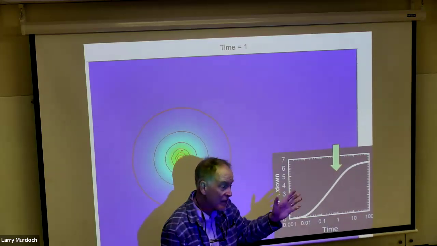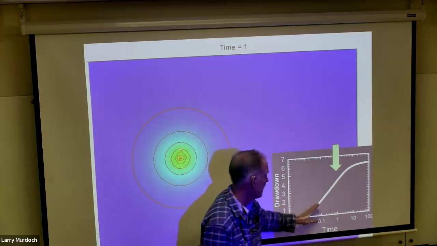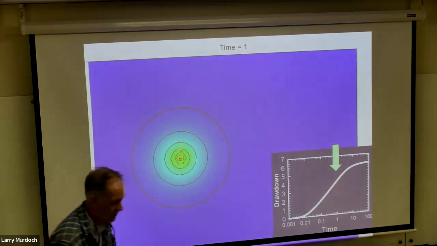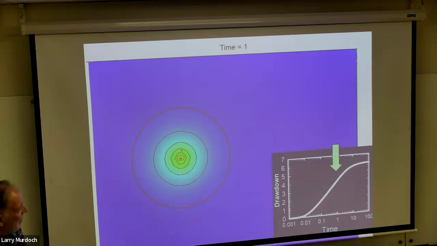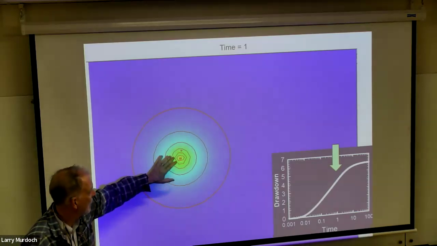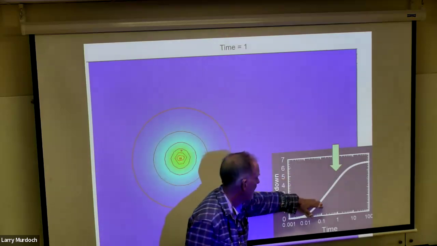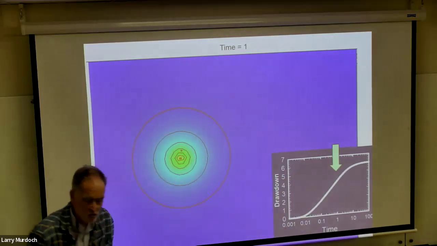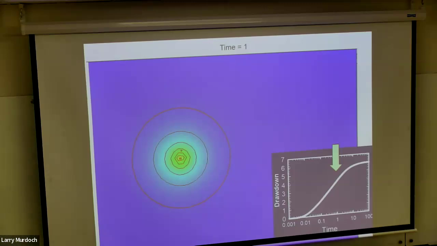Okay, so that'll be important because we'll utilize that straight line effect in some of our analysis. So what's happening is we're pumping, the drawdown is increasing, we're getting water out of storage. But then as we increase, this is basically what happens in a uniform aquifer whose lateral extent is infinite, at least as far as the well knows at this point.